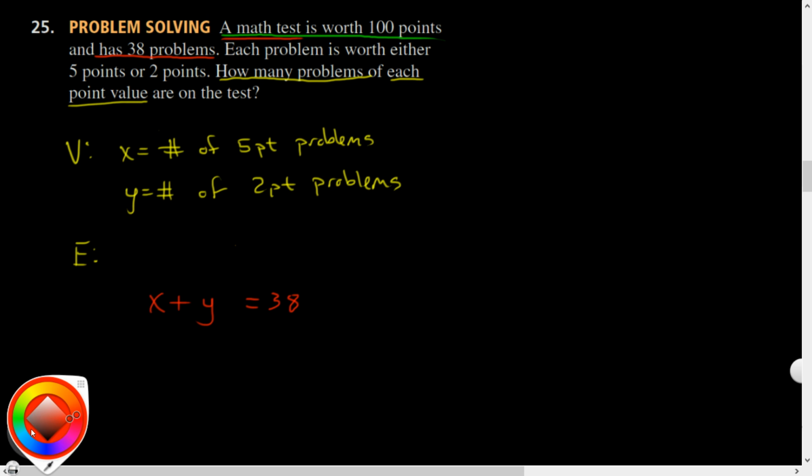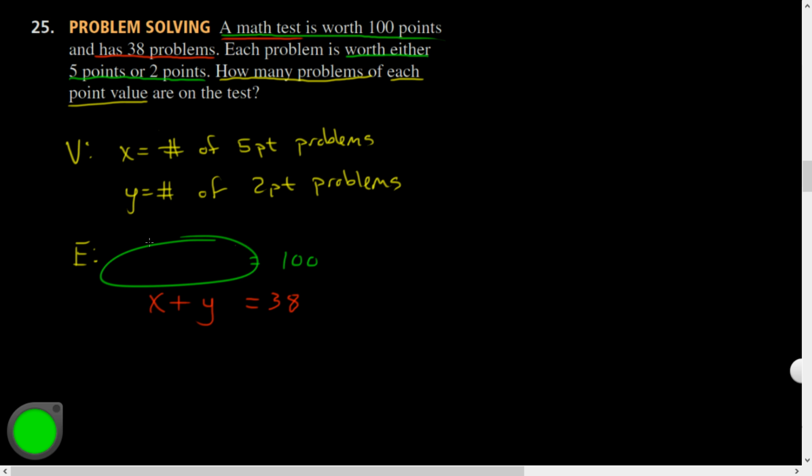But how about the green equation? That one's going to be tougher. It's worth 100 points. So how could I write an equation that relates 100 points? Oh, and then, here's another, look at this. My green equation is related to worth. Aha, here's another word, worth, showing up. Each problem is worth either 5 points or 2 points. So I should somehow use that fact. I didn't underline all of the things necessary to answer that just yet. So how could I do this? Anyone have a thought of what could go here?